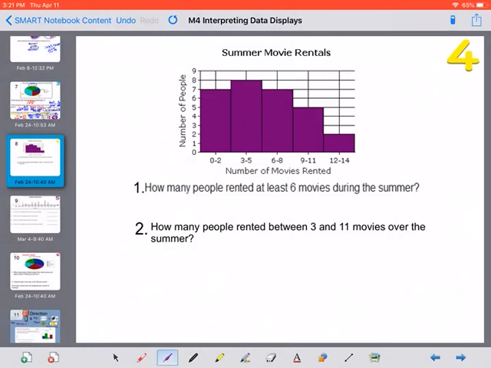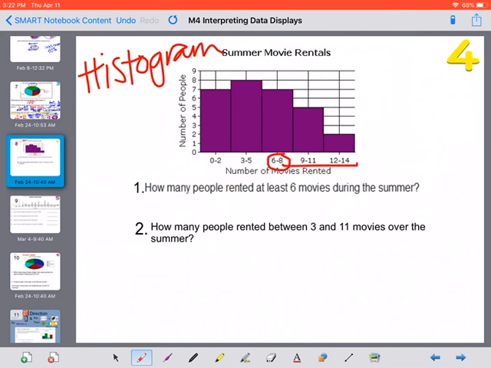All right, next, this is not a bar graph. Remember, this is a histogram. A histogram looks at ranges or intervals. First question says, how many people rented at least 6 movies during the summer? So number of movies rented down here, 6 falls in this category. They wanted to say at least 6, so that includes all of these categories to the right as well.